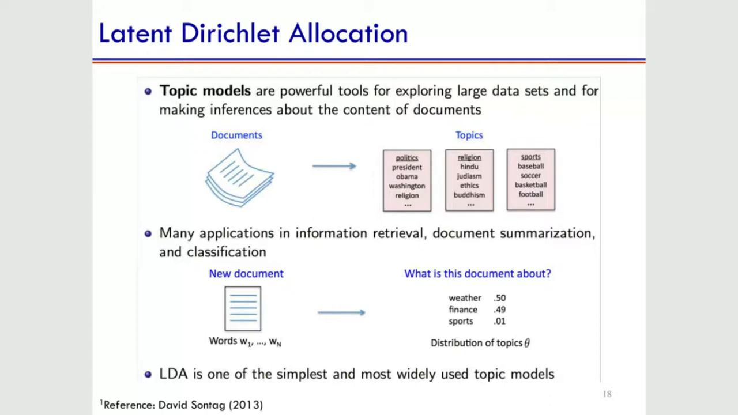So how do I find these topics in an unsupervised manner? Here's an example. Here's a document. It has a bunch of words, one to n, and you want to answer the question: what is this document about? You can say, maybe it's 50% weather, 50% finance, and very little of sports. So now you're not just saying that this document is exactly politics or something. You're saying this document has some percentage weather, some percentage of finance theme, and some percentage of sports.